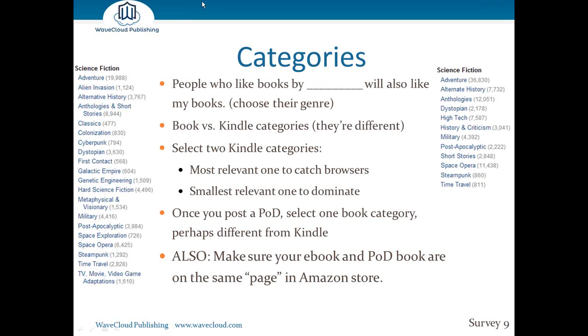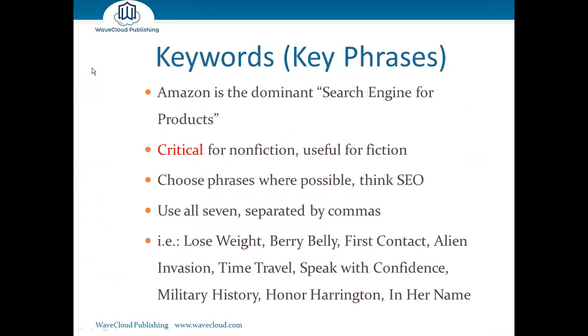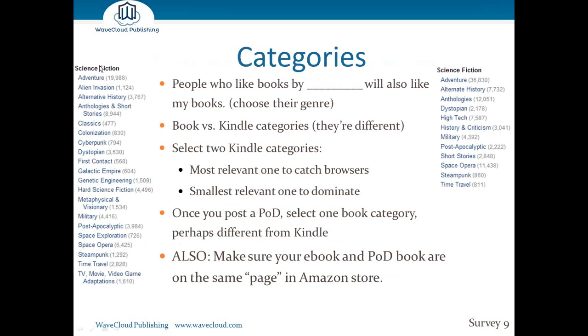So on the left and on the right, I want to illustrate for you 2 things. First of all, on the left, this list of science fiction subgenres, starting with adventure, moving on to alien invasion, alternative history, anthologies, and so forth. This is the Kindle or ebook categories that are available to shelve your book when you're uploading it to KDP. On the right are the science fiction categories available to people uploading their book via CreateSpace. It's the same main category, science fiction.